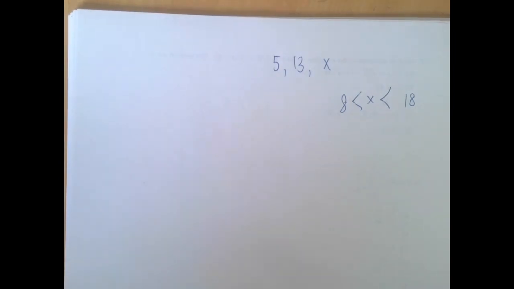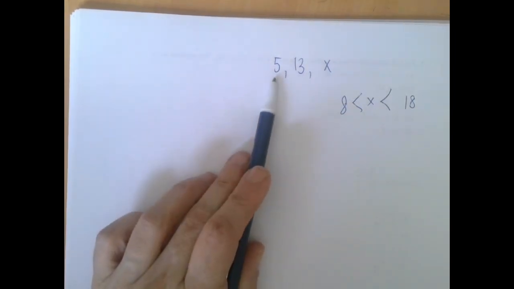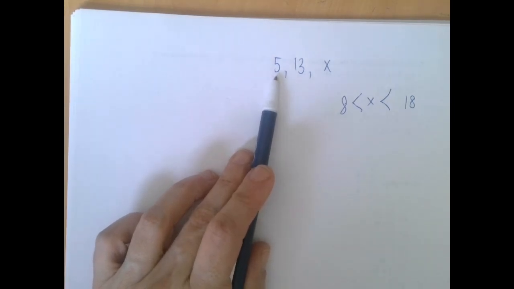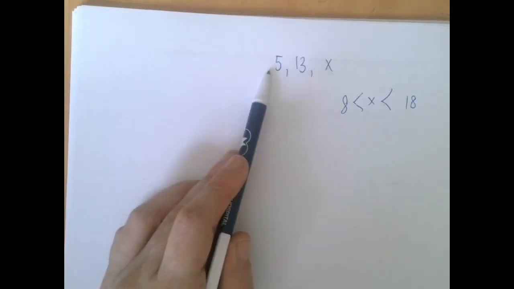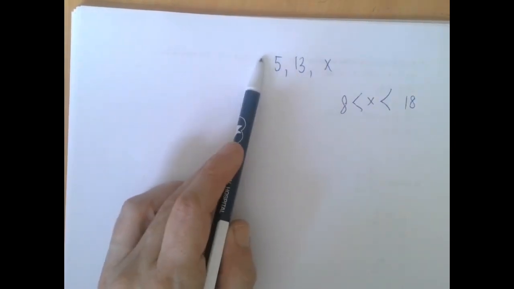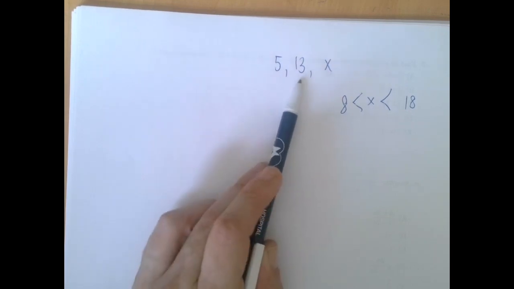But to be the shortest side, it has to be shorter than this side, the one of 5 units. So it has to be less than 5 units, but it has to be greater than 8. So there is no such triangle. Indeed, 5 and something less than 5 would not add up to more than 13. So no such x.